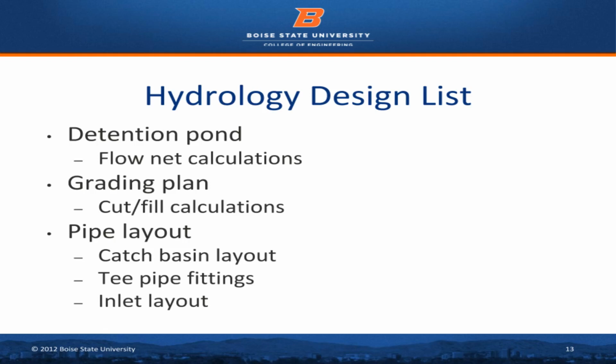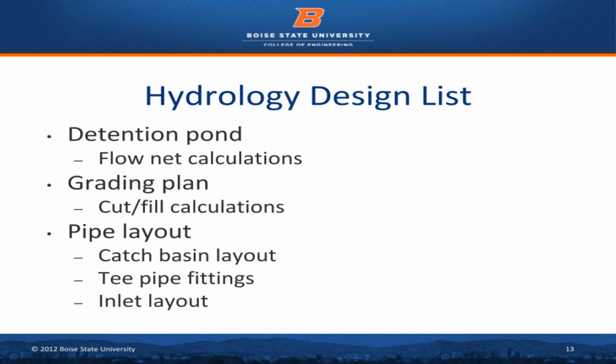The grading plan is basically a layout of cut and fill calculations that has all of our site's water going towards the detention pond. And the pipe layout was a layout that goes around the parking lot and encompasses all of the water and has it go towards the detention pond. Within that we had catch basins, T-pipes, and inlets.